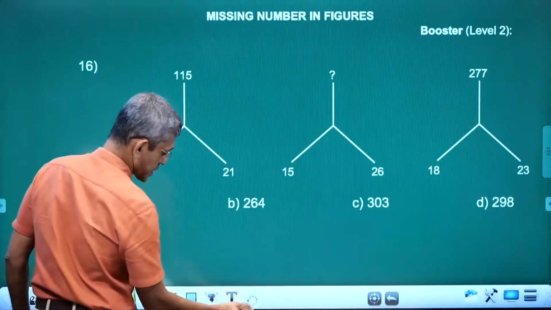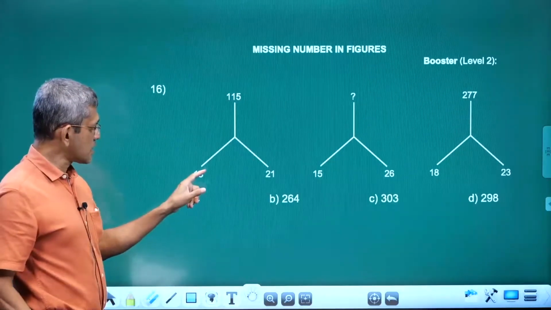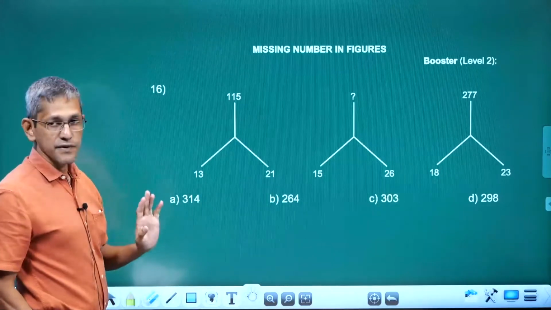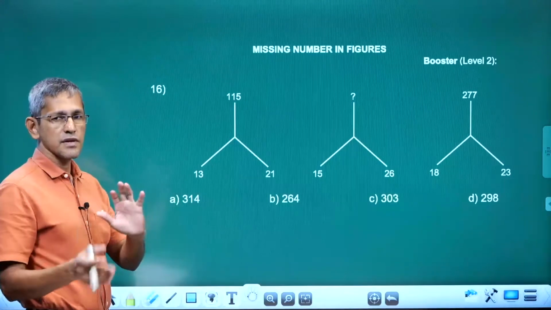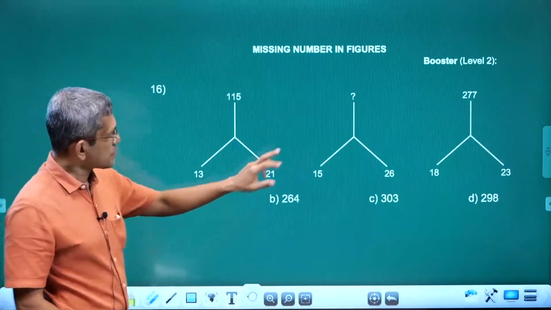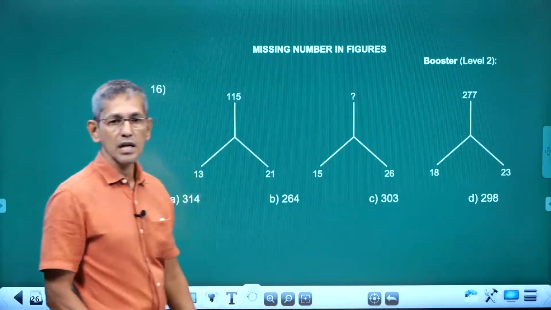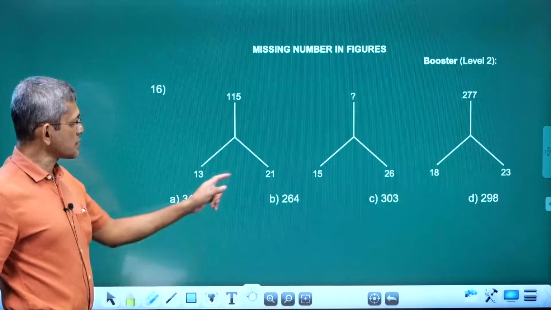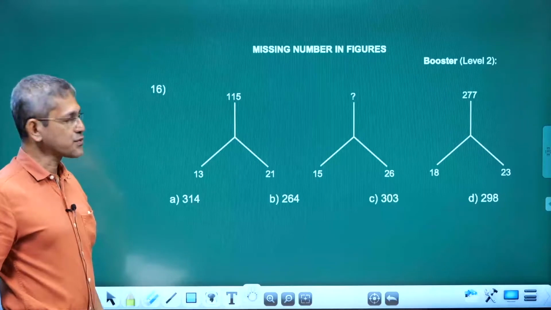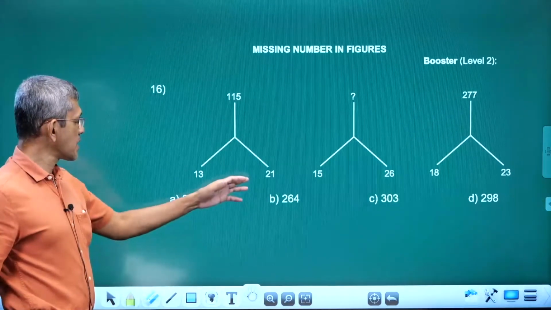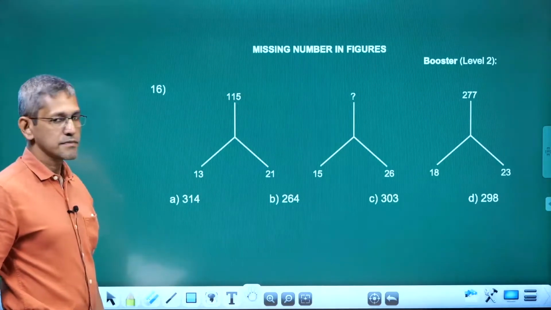What kind of pattern do we have here? Again, we have a figure with numbers: 13, 21, and this is 115. So 13 and 21 and the third number 115 are connected some way or the other. And in the second figure, we don't have the number here. In the third figure, we have 18 and 23, 277. So what kind of pattern? Take a look at it. 13, 21. 21 into 10 is 210. If you multiply 21 and 13, we don't get the answer. We have 115 here. So what is that?